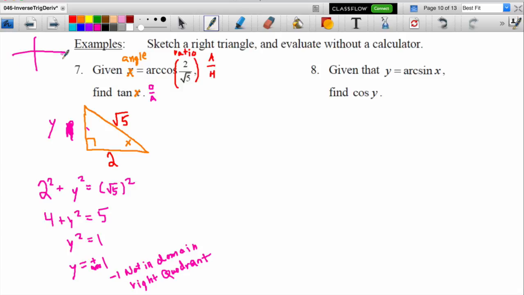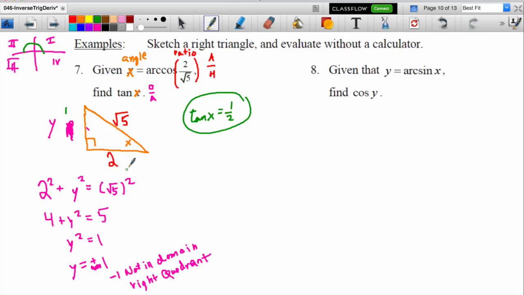We can't have our triangle going below the x-axis, because our cosine's only up here. Okay? That's what I'm saying. If you need more detail, please ask me about it. I'd love to talk about it. So y is positive 1, and so tan x equals 1/2.